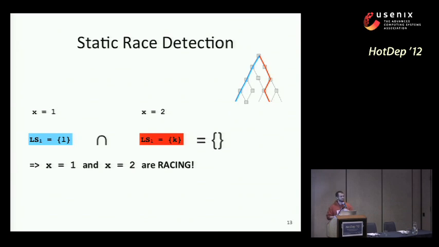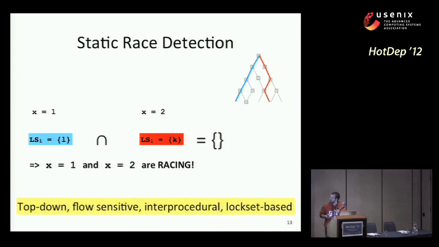To summarize, the detection algorithm that we use is a top-down, flow-sensitive, interprocedural, lock set-based static algorithm. This algorithm is one of the few that scale to systems with millions of lines of code. Now, this race detection algorithm is fast, but it has false positives. And the main reason for false positives is that it only keeps track of locks and may mistakenly flag races because it's unaware of some synchronization operations like semaphores, user-defined synchronization, or condition variables. So therefore, the races detected by this algorithm are only potential races.